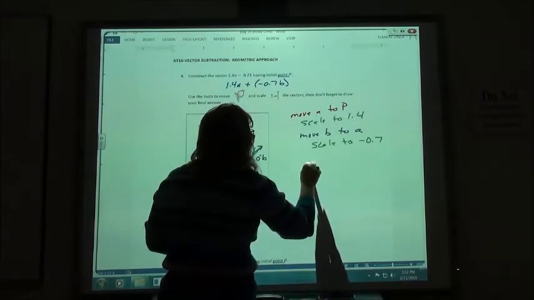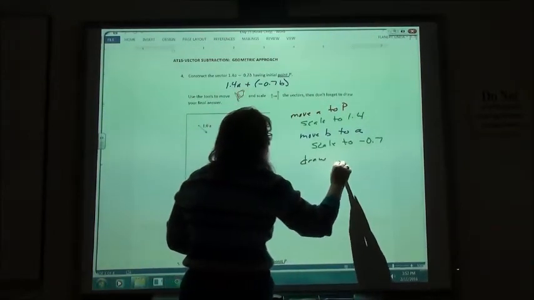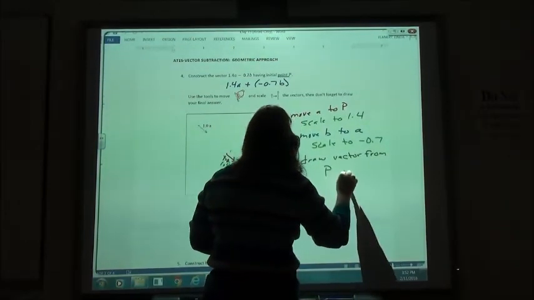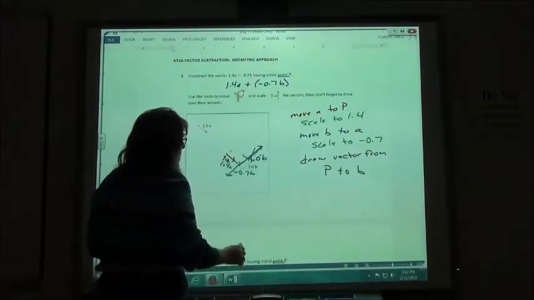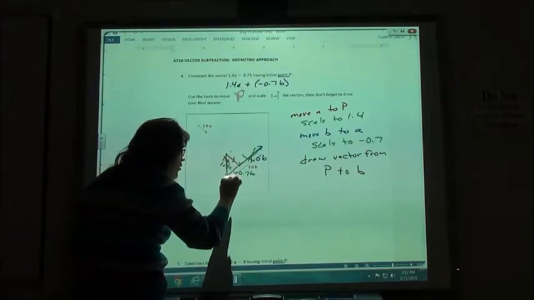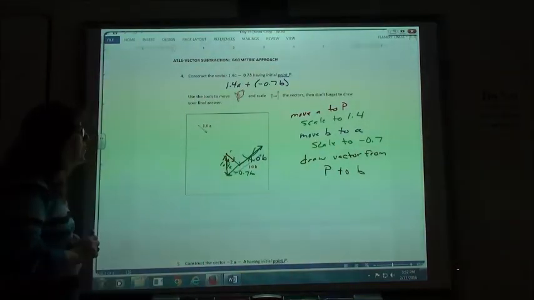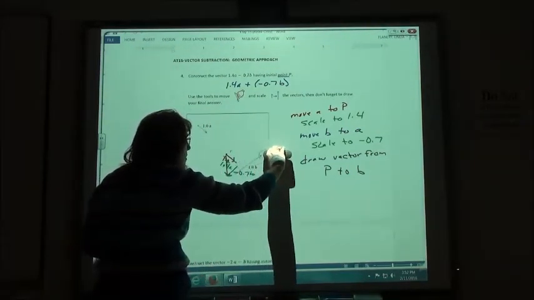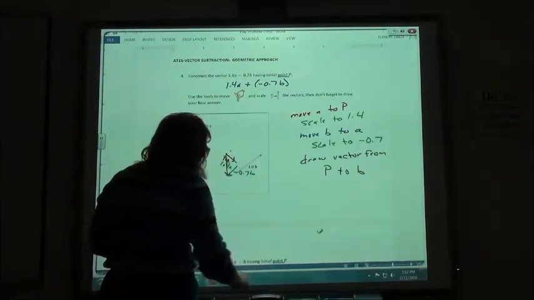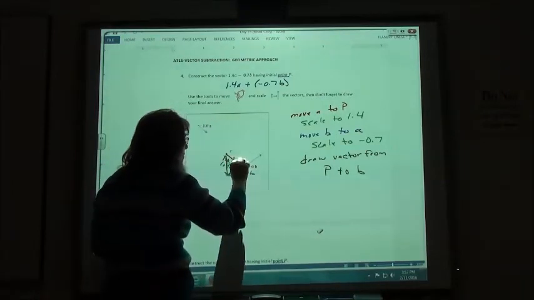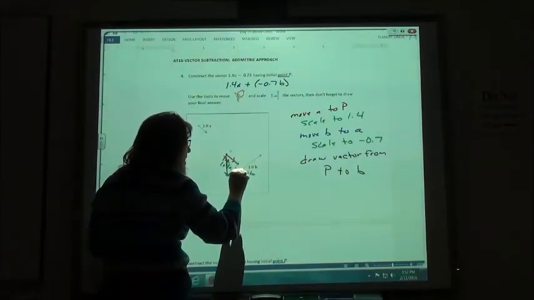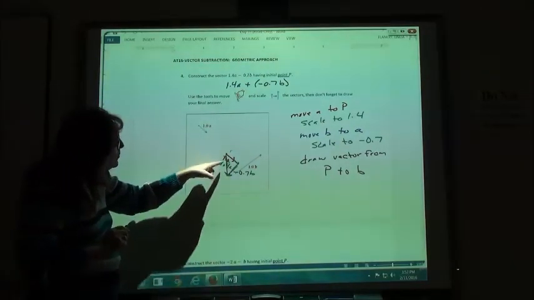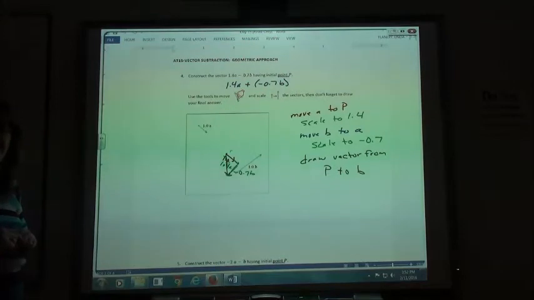Then I'm going to draw the vector from P to B. So here's point P. I'm going to draw it to the end of B, and that's what my vector is going to end up looking like. Again, this part won't show up after I moved it. It will look like this, with the end of A. B ended up being negative and going in the opposite direction. So I'll just see that little triangle there once I get to the end.